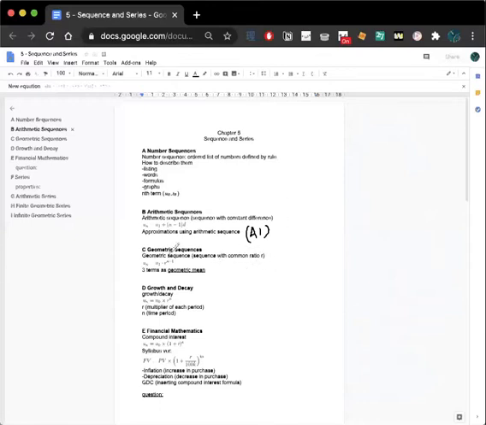So next up we have geometric sequence. Geometric sequence, unlike arithmetic sequence, is denoted by un equals u1 times r^(n-1). So if arithmetic sequence is the addition-subtraction version, this is usually the multiplication-division version. That's how I usually view it.